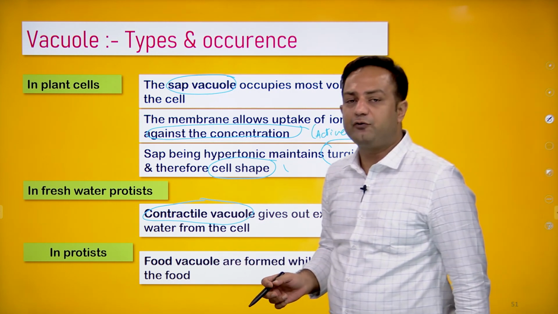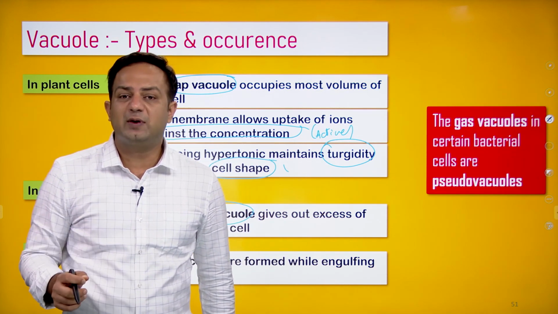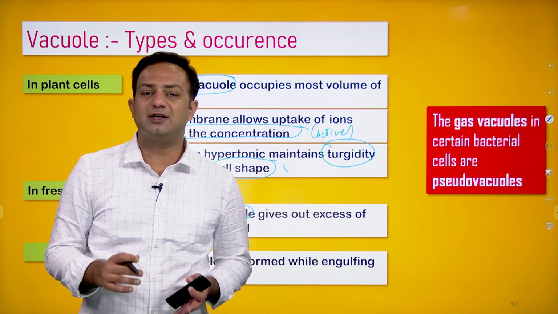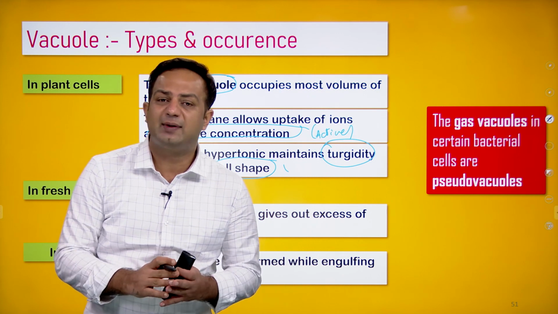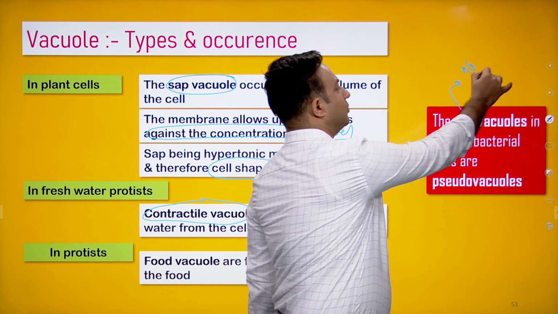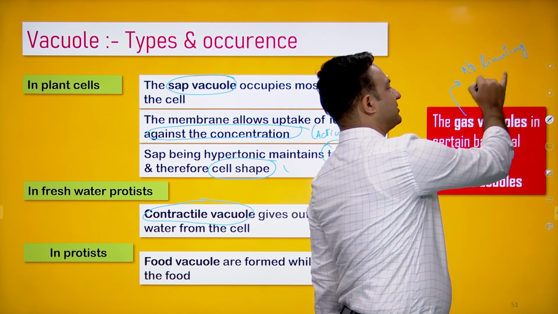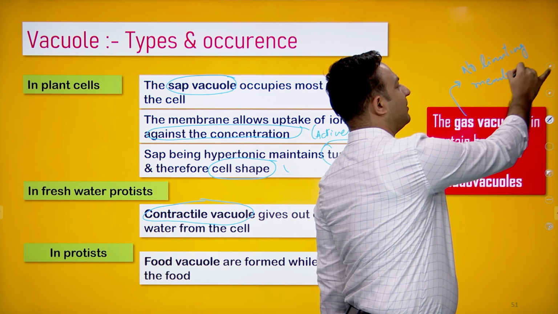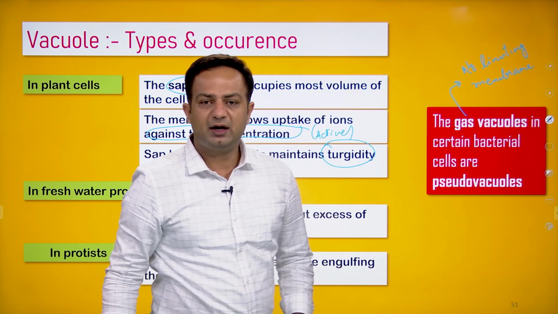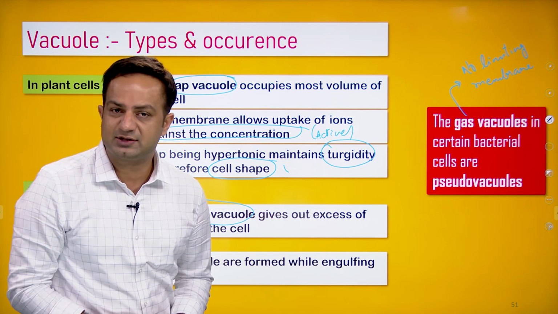But don't get confused with the structure that we studied in the prokaryotic cell. The gas vacuole that we studied in the prokaryote is actually a pseudovacuole. It does not have any membrane. Remember, no limiting membrane. They don't have any tonoplast, right? So this is about the vacuole, and this completes the endomembrane system.